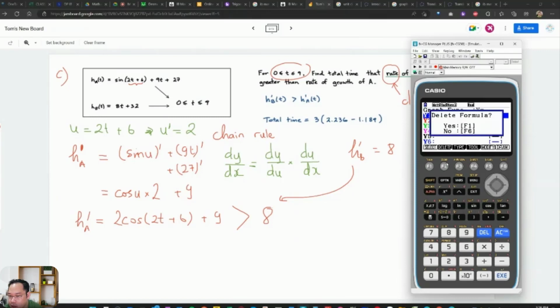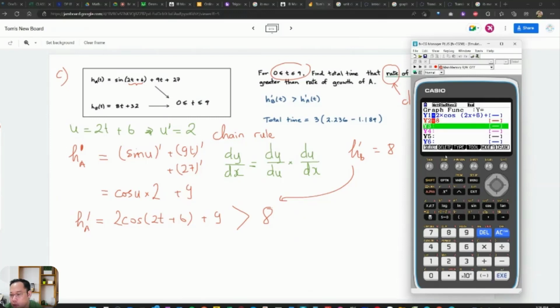Delete. 2 times cosine of 2x plus 6, and then plus 9. Okay, that's the first function. The second function is simply a constant 8.